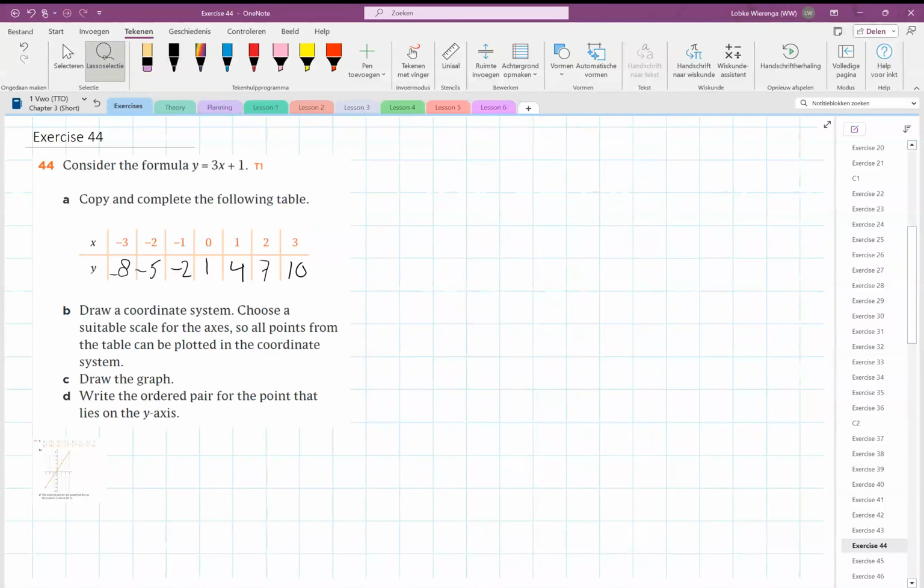Next, we need to draw a coordinate system and we need to choose suitable scale for the axis. So all the points can be plotted in our system.